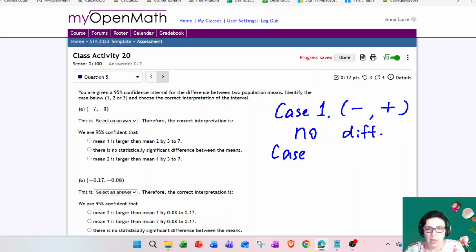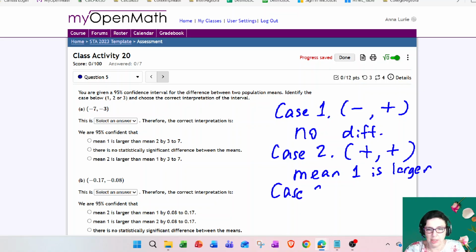Case two, if both numbers are positive. If the difference between two numbers is positive, that tells you that mean one is larger by whatever is the interval. And then for case three, it's the opposite. When you have a minus and a minus, when the difference between two numbers is negative, that means that the second number is actually larger. So mean two is larger. So you are just applying that to all these questions.